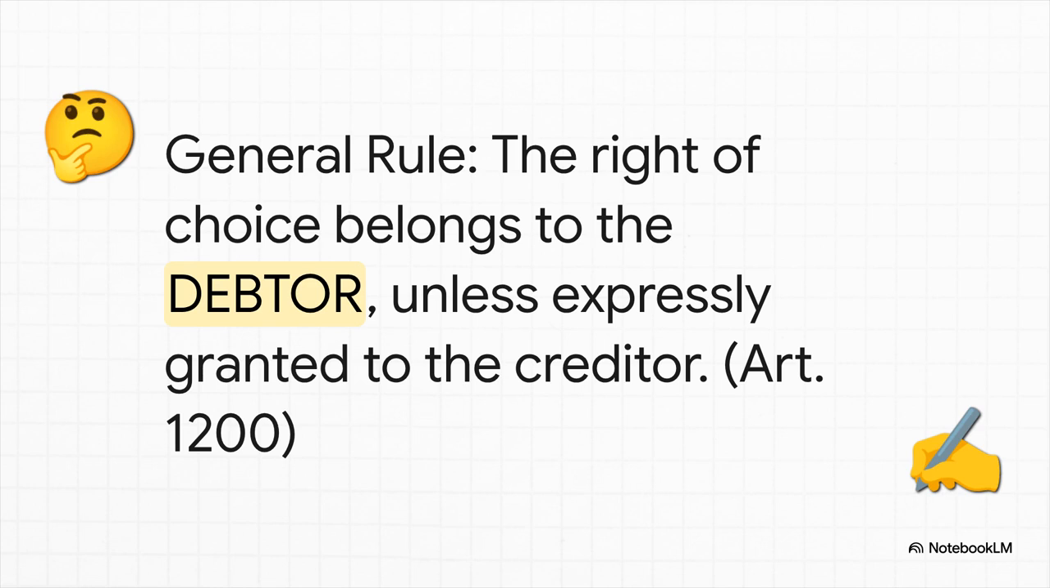Okay, so who gets to make that choice? This is a huge, huge point for the exam. The default rule, the general rule, gives the power of choice to the debtor. And it makes sense, right? The debtor is the one who has to perform, so they're in the best position to know what's possible for them. So for your exam, always assume the debtor chooses unless the problem specifically says otherwise.